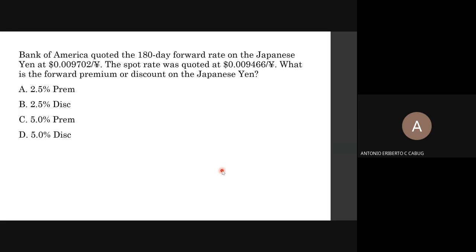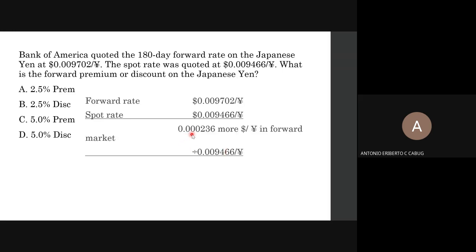Okay. So the forward rate is 0.009702 per yen. The spot rate is 0.009466 per yen. Hence, you would have 0.000236 more dollars per yen in the forward market. Just divide it by the spot rate, you have 2.49%. This is for 180 days, times 2. You would have 5%. The closest answer is letter C.